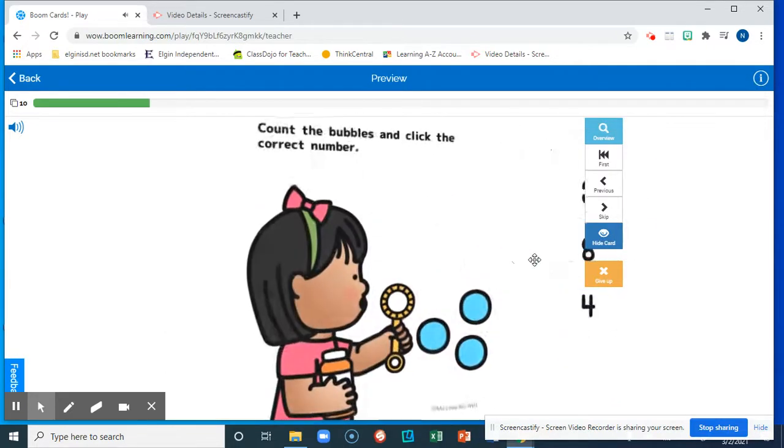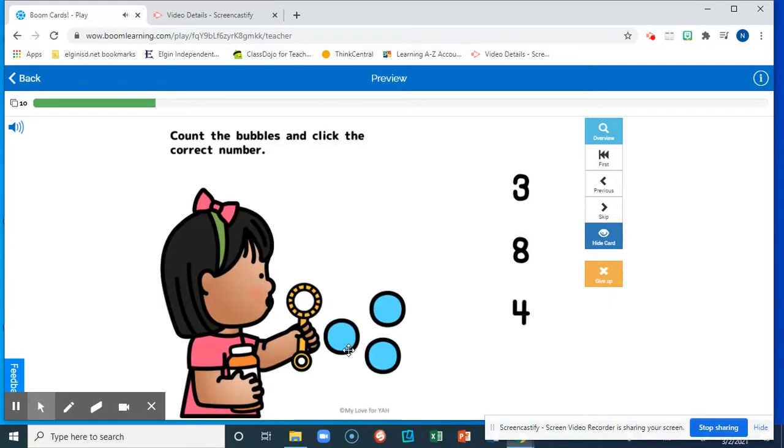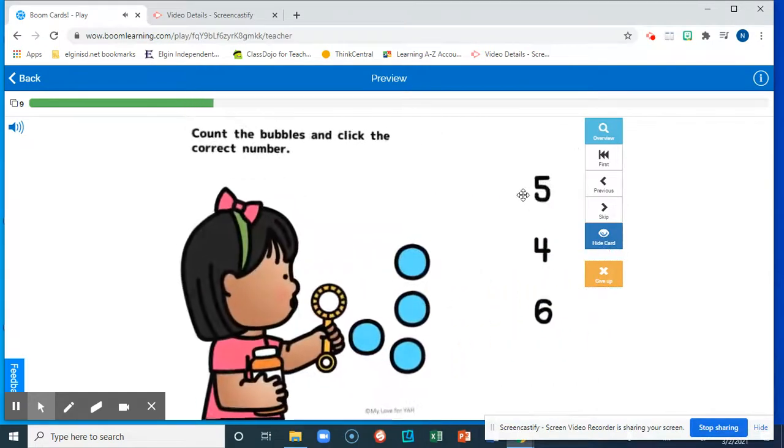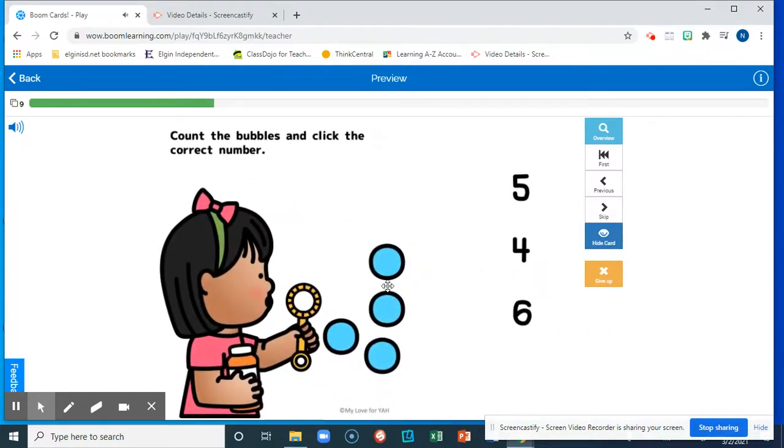We got it correct. How many bubbles do I have? Let's count them. 1, 2, 3. Which one's 3? Top, middle, or the bottom one? If you said the top one, you are correct. But what number is this? That's number 8. What number is this? 4. We have 3 bubbles, so we need number 3. We're going to click on number 3. We got it correct.